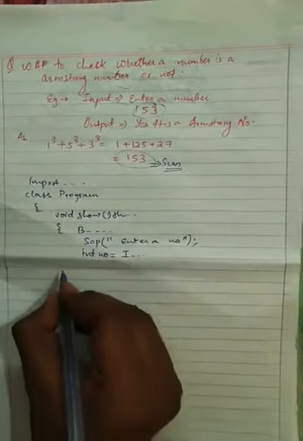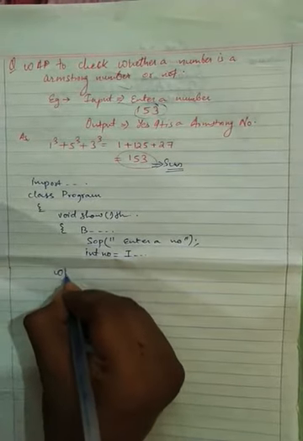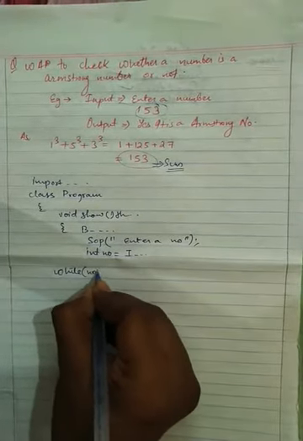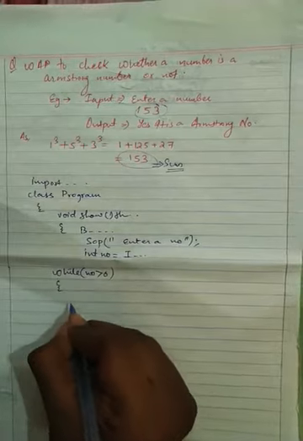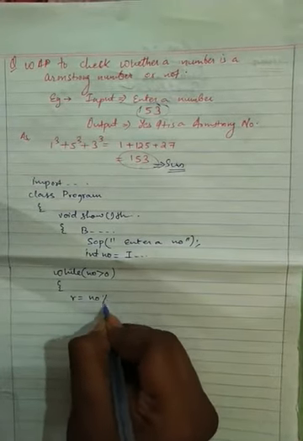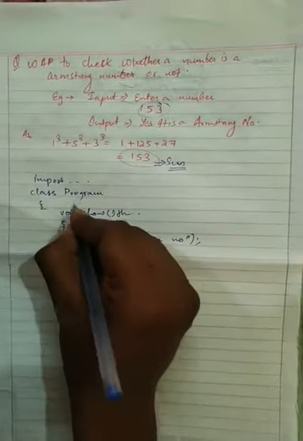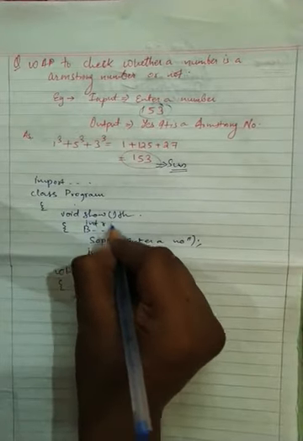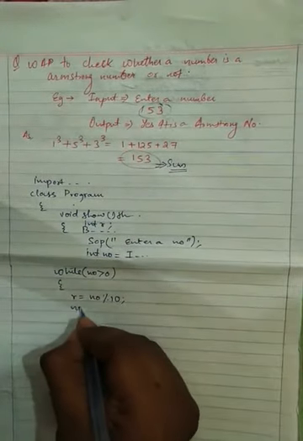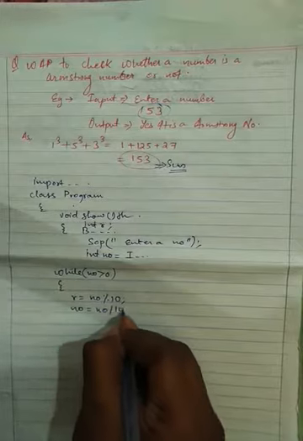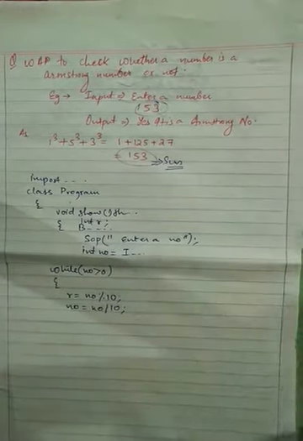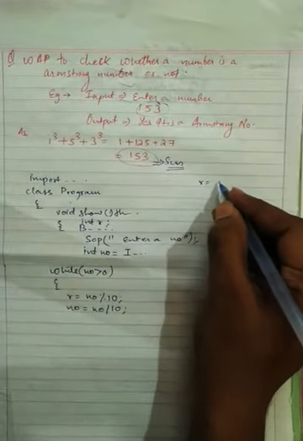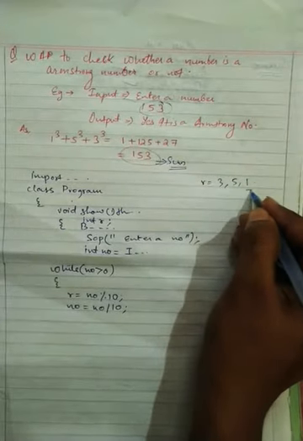So we know the loop we will make: while no is greater than 0. And we know the two things to write: r equals number modulus 10, taking int r above, and no equals no divided by 10. So with this, the digits will be coming out. The first values of r are what? 3, 5 and 1. These are the values of r.